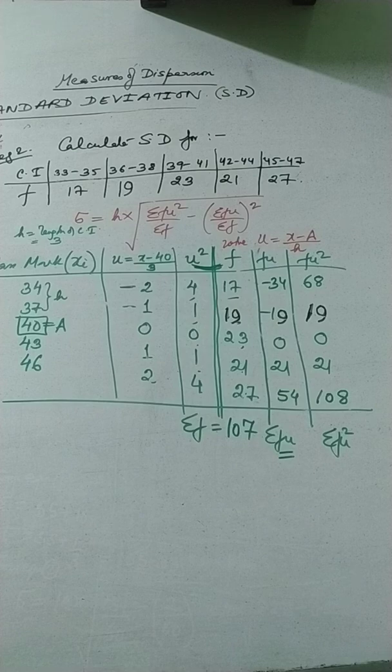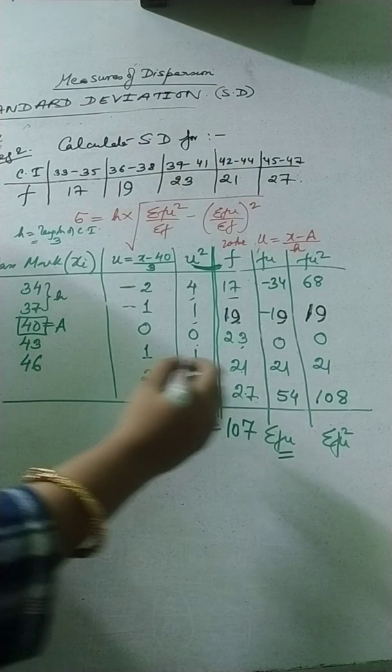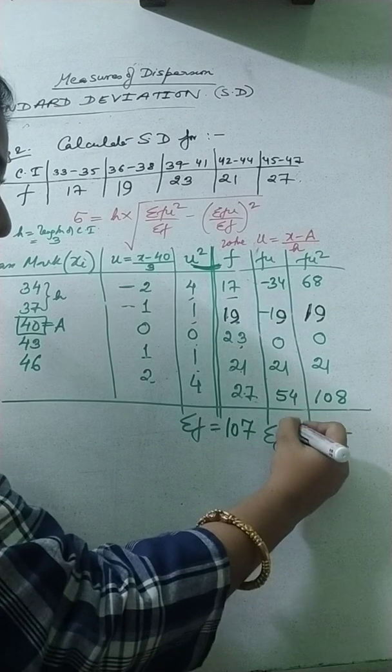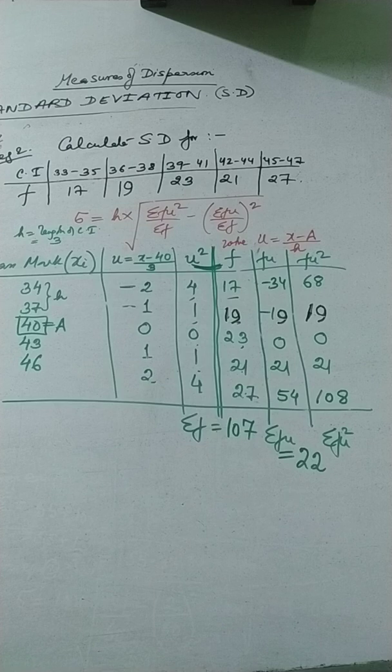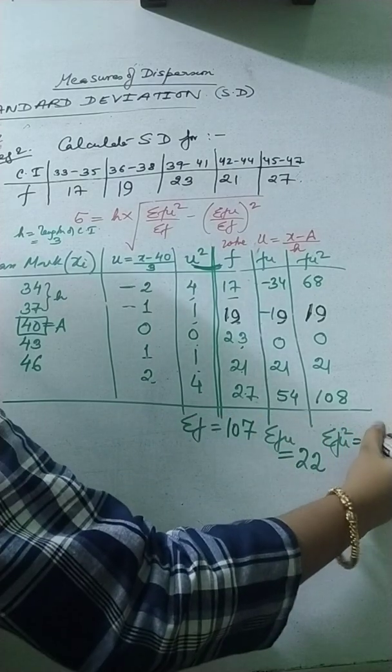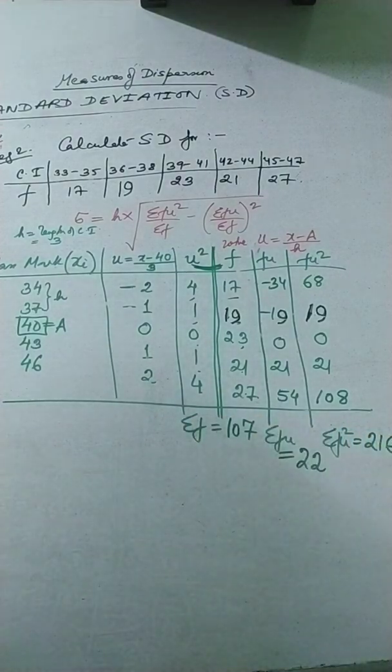Minus 53, and there is a 54 over here. So 54 minus 53 is your 1. 21 plus 1 is your 22. Okay, summation of fu squared. 108 plus, how much is this? 68 plus 19 gives you 80. Okay, plus 108. So that gives you 216 if I am not wrong.